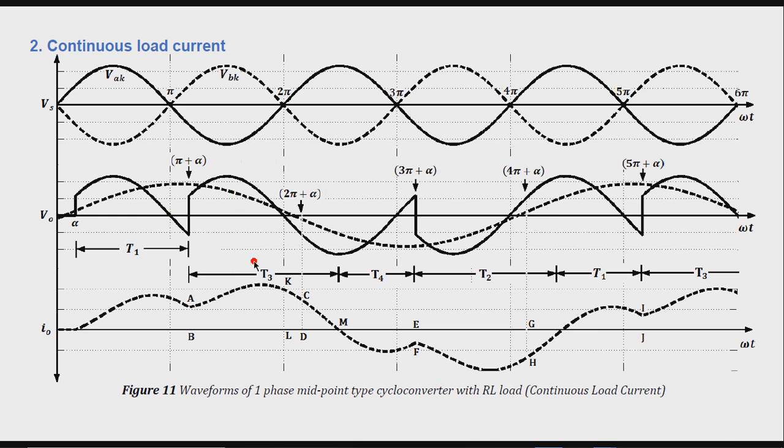So we can see F naught is equal to 1 by 2 of Fs. It is similar to the discontinuous mode, but the current in this case is continuous in nature, and the triggering of the thyristor is the same as for the discontinuous load current.